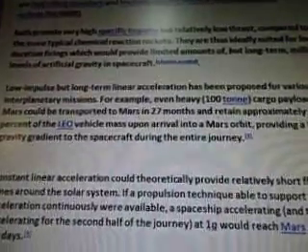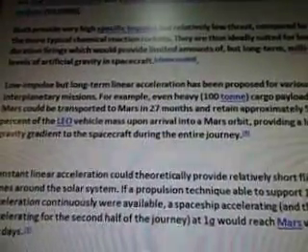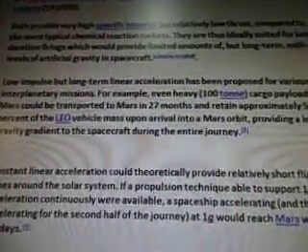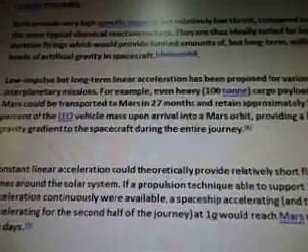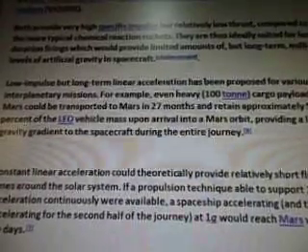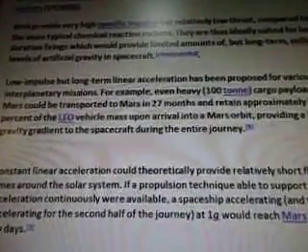Low-impulse but long-term linear acceleration has been proposed for various interplanetary missions. For example, even heavy cargo payloads to Mars could be transported to Mars in 27 months and retain approximately 55% of the LEO vehicle mass upon arrival into a Mars orbit, providing a low gravity gradient to the spacecraft during the entire journey.